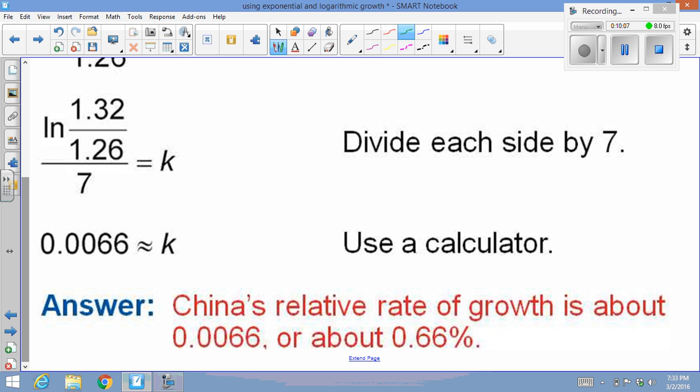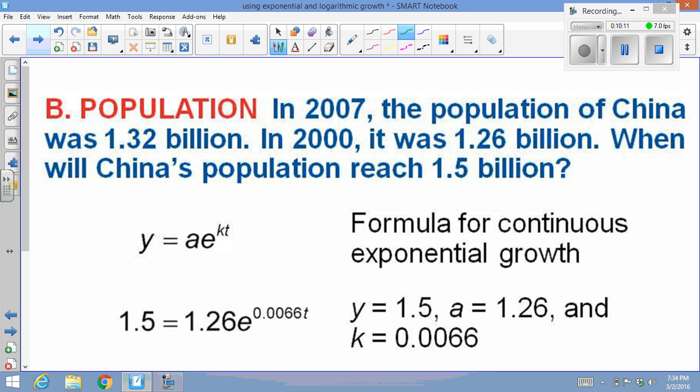And again, just like before, there would probably be a follow-up question to that. So here's my follow-up question. They tell me, again, it was 2007 to get the 1.32, and in 2000 it was 1.26. They give me that information so that you know that the data I had in the last problem corresponds with the data that I have in this problem. If it were different data, I would need to go back and solve for a different k value. Since the data is the same, I don't need to solve for k again because I had already solved for it, and it would be kind of silly to do it again.